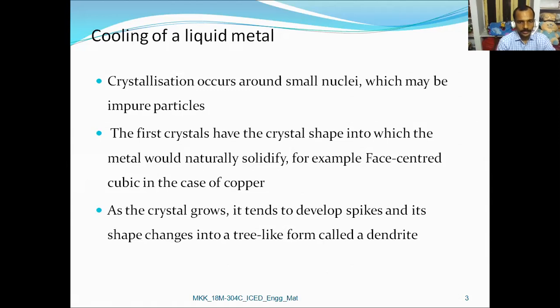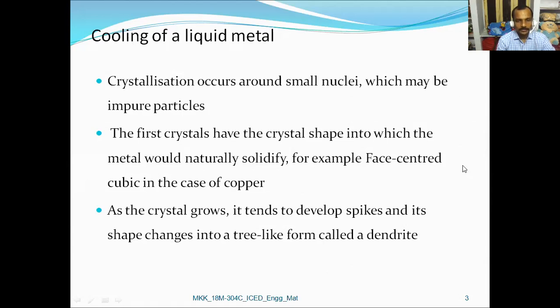Coming to the next, as the crystals go on growing, they tend to develop spikes. Continuously, spikes are developed, which forms a tree-like structure known as a dendrite. So crystallization forms the first crystals, naturally solidifying, developing spikes known as dendrites. So this is the cooling of a liquid metal.